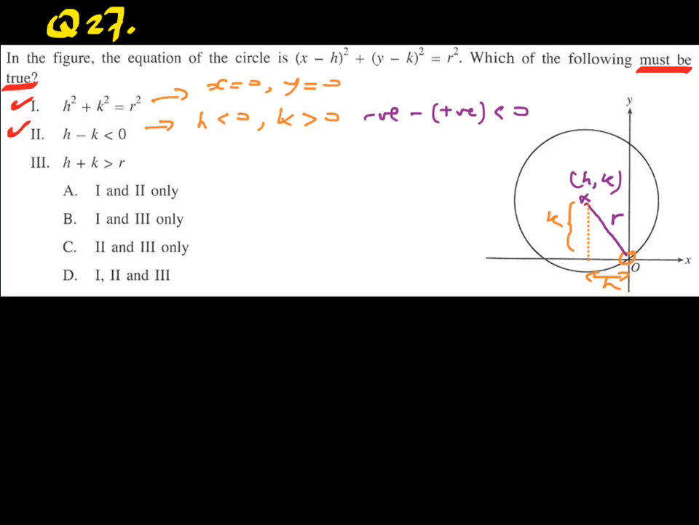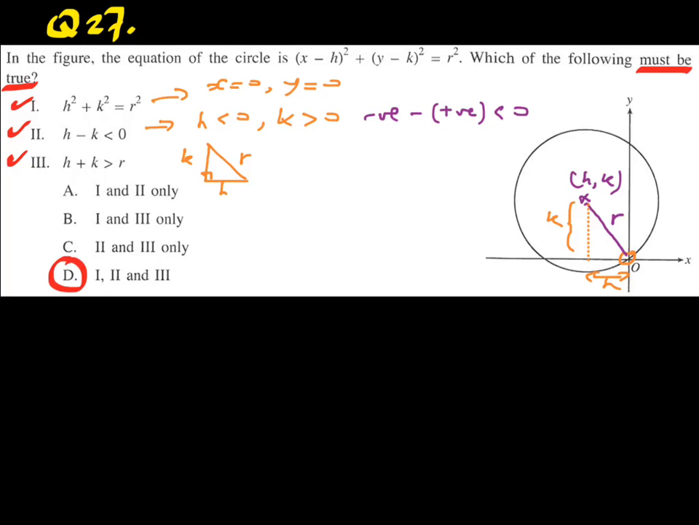So let's look at statement 3. By looking at the right angle triangle that we have formulated, r, k, and h, we see r is the hypotenuse. So therefore, the sum of the other two sides must be bigger than r. Otherwise, we won't have a triangle. So statement 3 is also true. So the answer here is D. Okay?